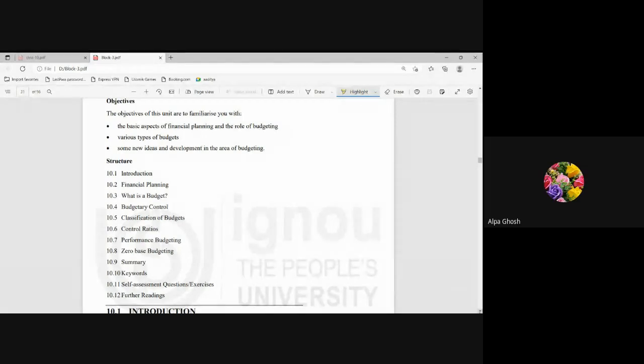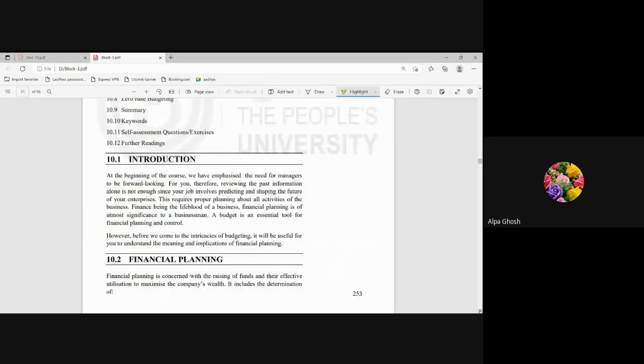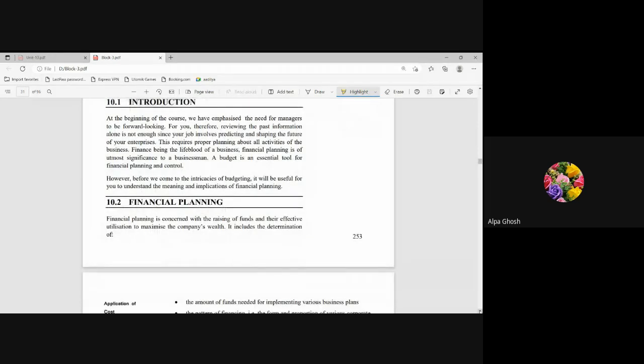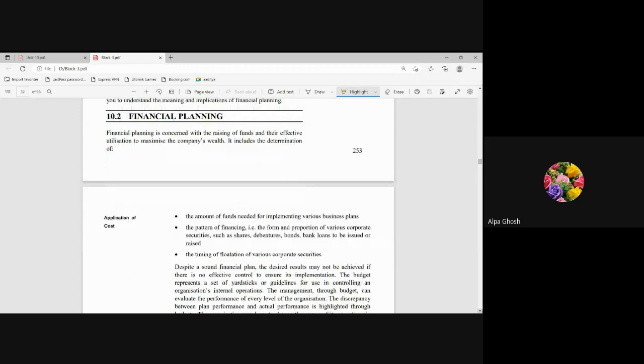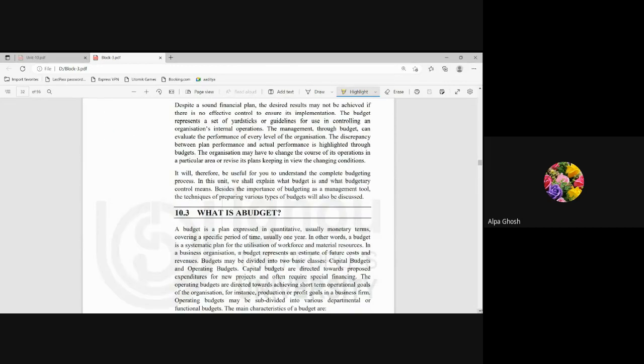Okay, so I was talking about budget. So we are starting it. This is a very simple one, very easy. This is a part of financial planning. I told you we are forecasting. We are going to note down what are the areas from where we are going to have our receipts and what are the areas where we are going to use those receipts.